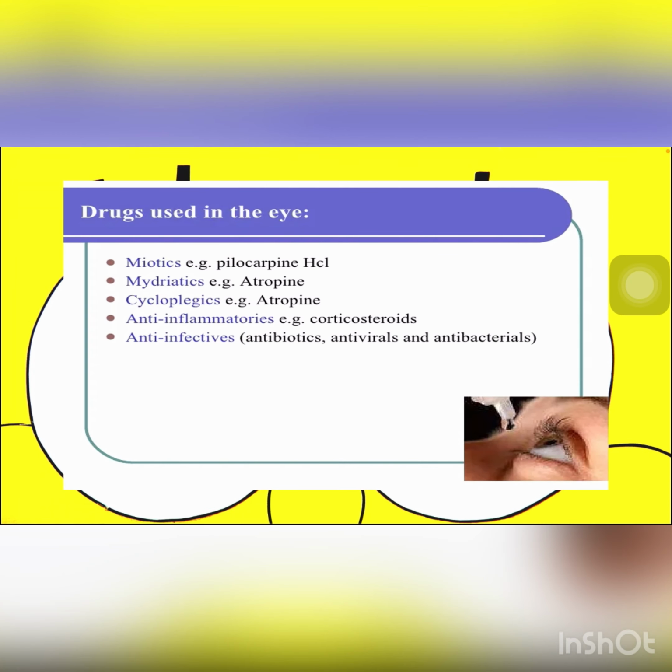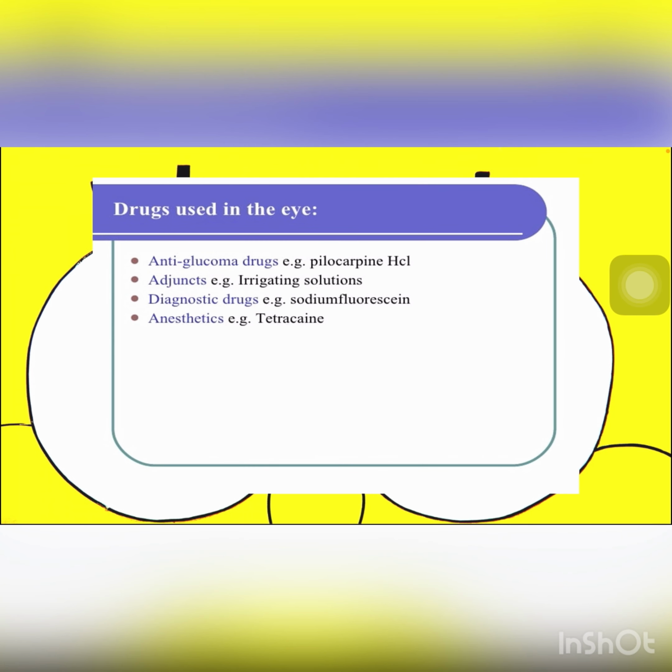So drugs used in the eye. Some examples are miotics, example pilocarpine hydrochloride, mydriatics, example atropine, cycloplegics, example atropine, anti-inflammatories, example corticosteroids, anti-infectives, these are antibiotics, antivirals and antibacterials. And anti-glaucoma drugs, example pilocarpine hydrochloride, adjuncts, example irrigating solution, diagnostic drugs, example sodium fluorescein, and anesthetics, example tetracaine.